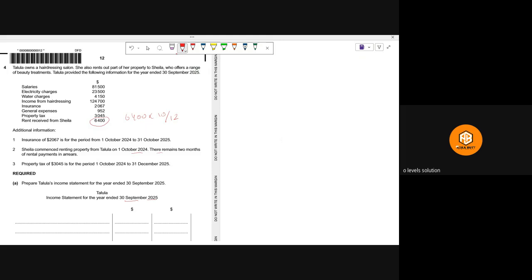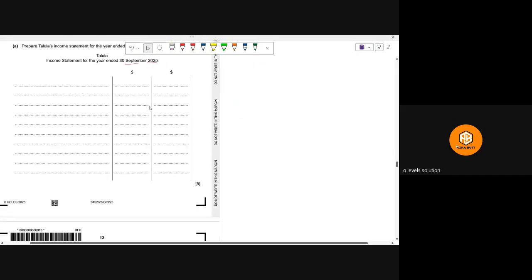So we can simply divide this by the 10. So 6400 divided by 10 is 640, the 1 month payment. Multiply by 2, 1280. Yes, 1280. So this is the adjustment.